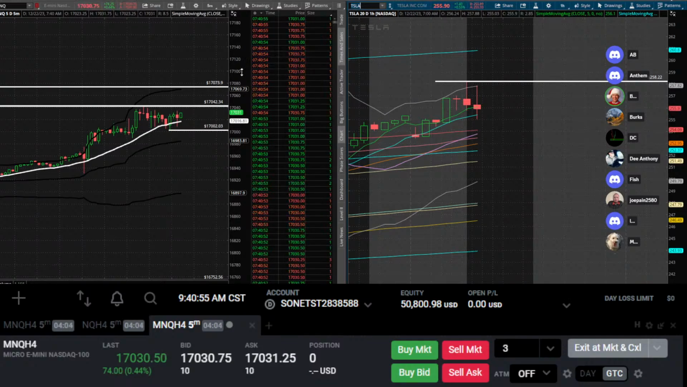PayPal was breaking down too. Its hourly looks kind of off. But it just has held this daily 5 right where it's at. So same play. PayPal got me yesterday.